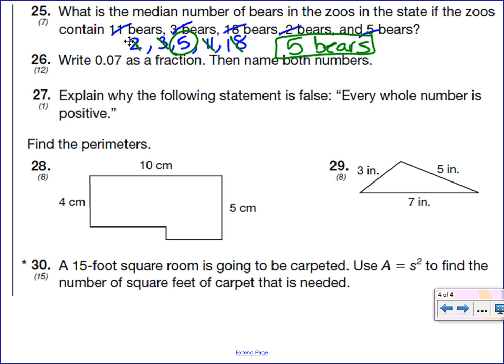Write 0.07 as a fraction, then name both numbers. Well, 0.07 ends in the hundredths spot, so there are 7 1/100ths as a fraction, and I just said it, the name for it is 7 hundredths. I'll write it out. Hundredths.